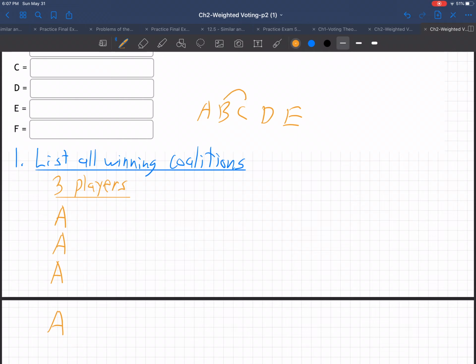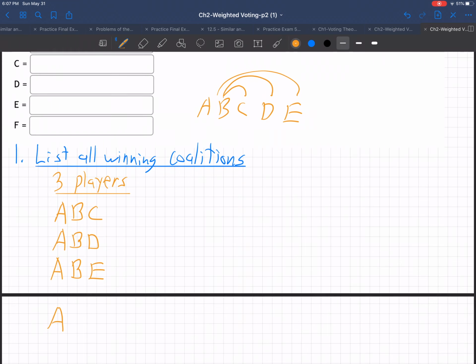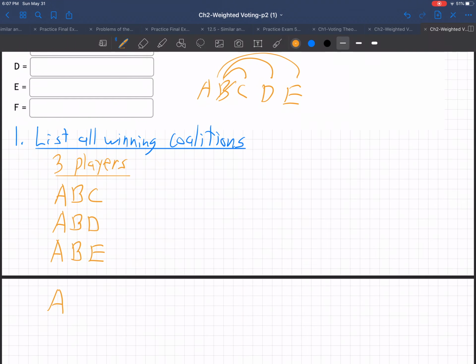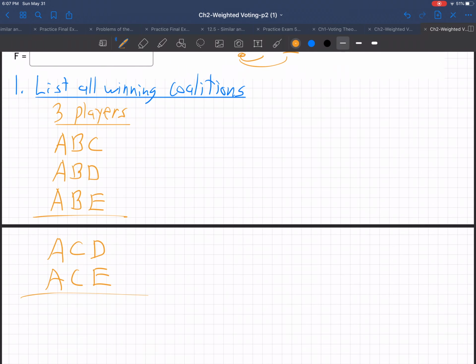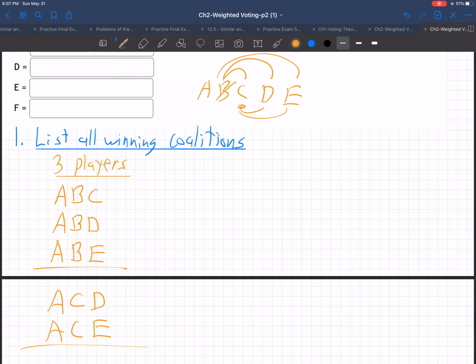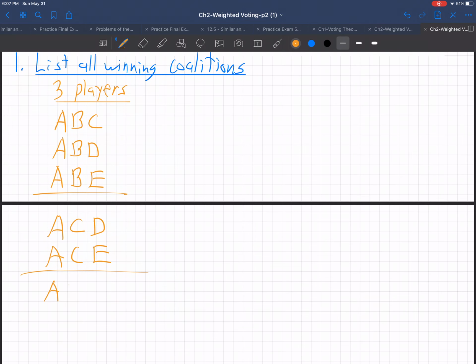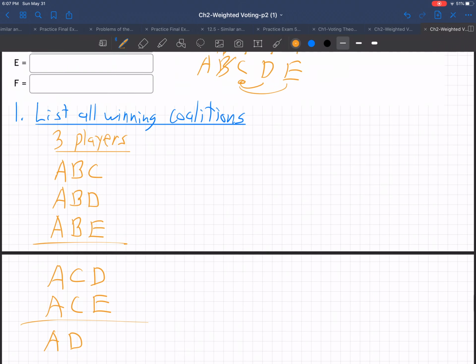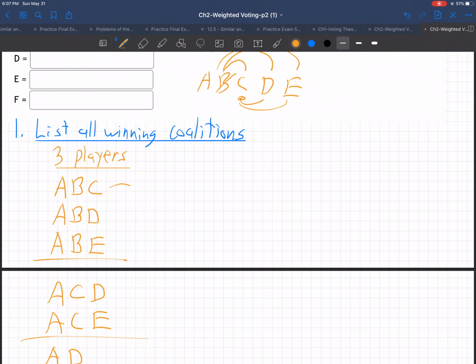Let me start with B. B and C, B and D, B and E. And so that's all the ones that start off with B. We're starting with A. So there's all the ABs. Now let me go C, D, and C, E. There's all the ACs. And then there's the ABs, the ACs, and then the ADs. See, I'm going down the line. I did all the ABs and finished with C, D, or E. And then I did all the ACs, D and E.